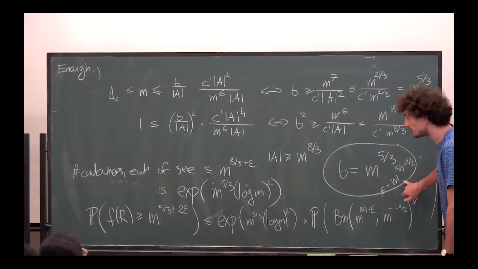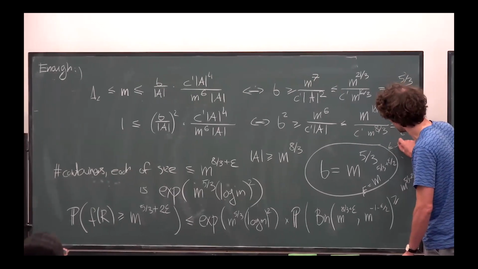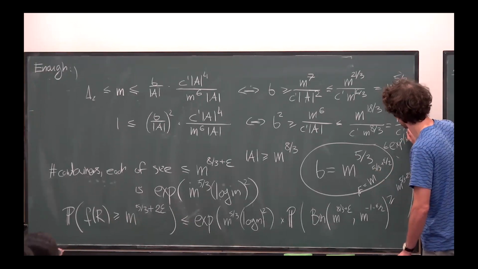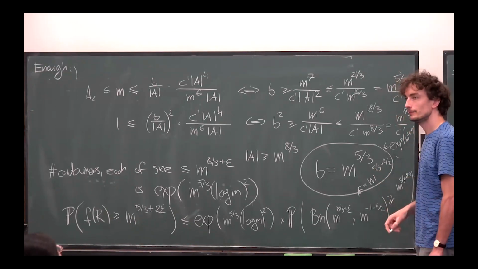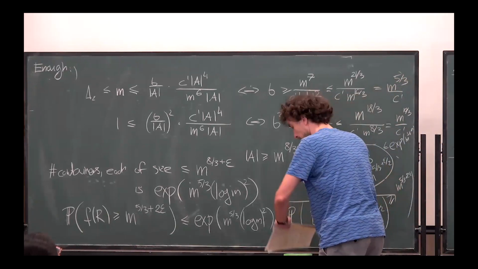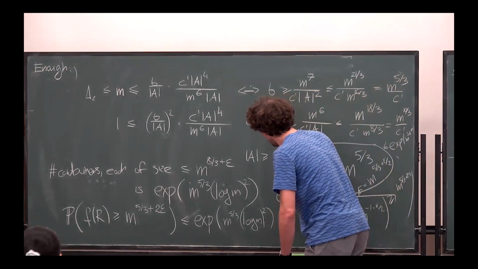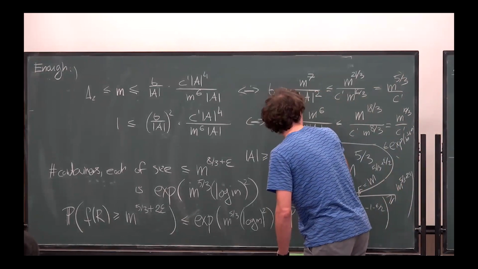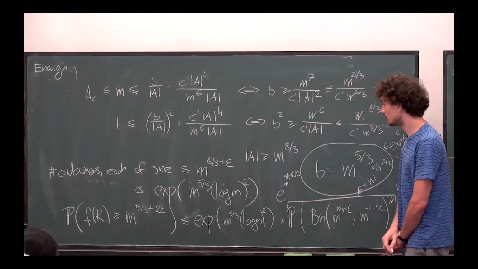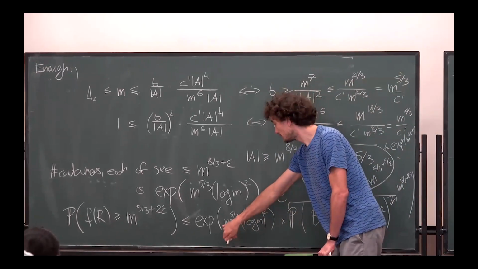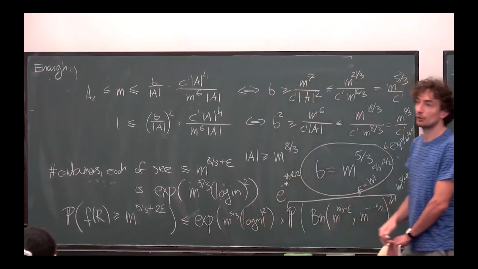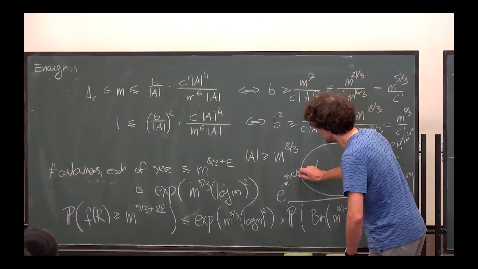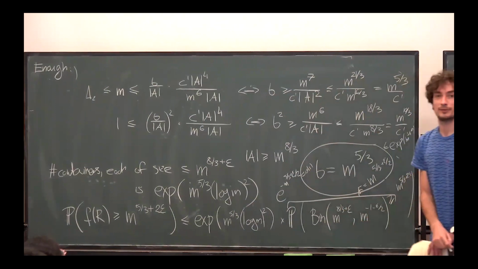And the probability that you're much larger than the expectation is at most exponentially small in the expectation. So this probability is exponentially smaller than n to 5/3 plus epsilon over 2. But the union bound is only exponentially large in n to 5/3 times the log. So this means that the union bound works.